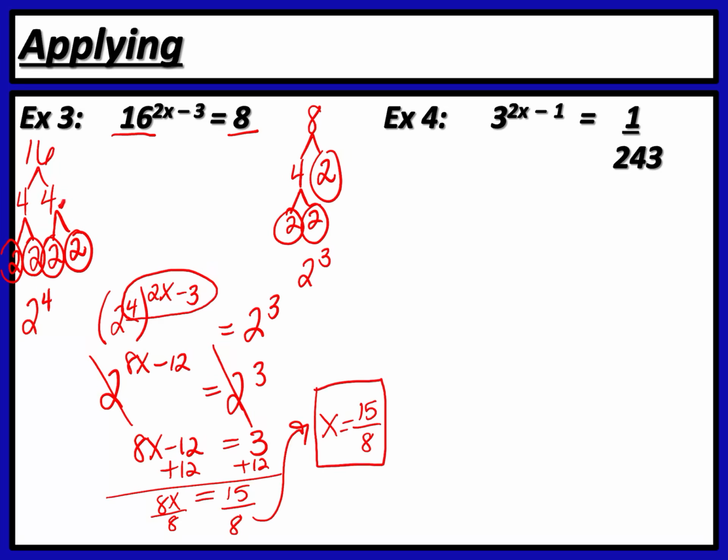Okay, the last example that we want to look at is with this fraction. Okay, so the first thing I would suggest is taking this large number of 243, okay, and we want to break that down. Okay, so 243 is 7 to the 3rd power.